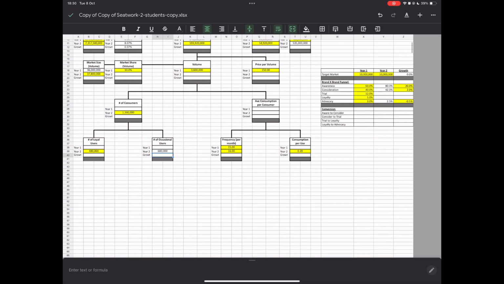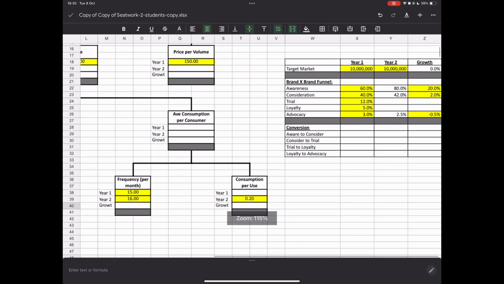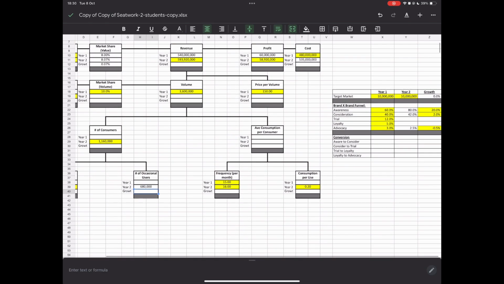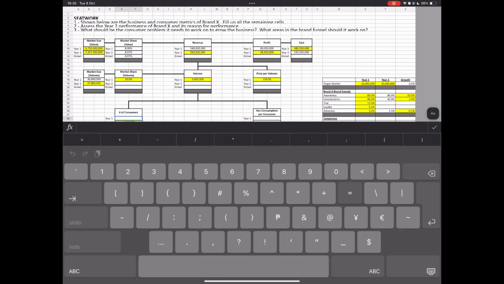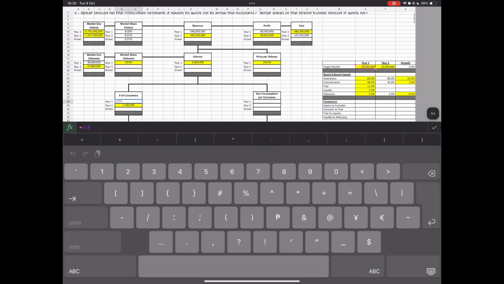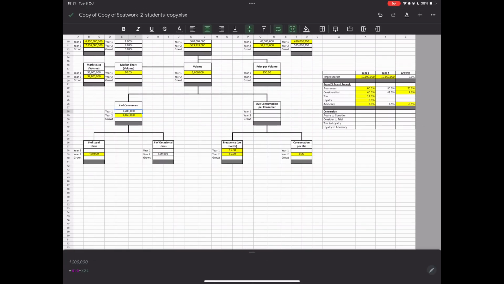And now you need the small table on the right. So using the information here, we can use a target market of 10 million to get the number of consumers for year 1. And the way to do that is just the 10 million times the 12% of trial, because your consumers are the ones actually trying your product. So that's the relationship of the small table and the bigger set of tables you see here.